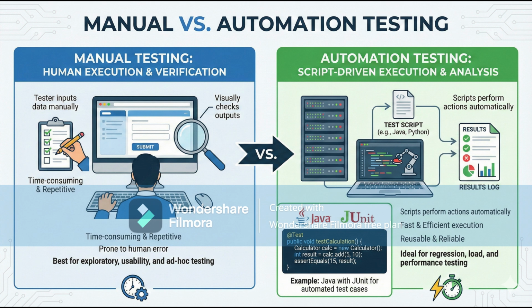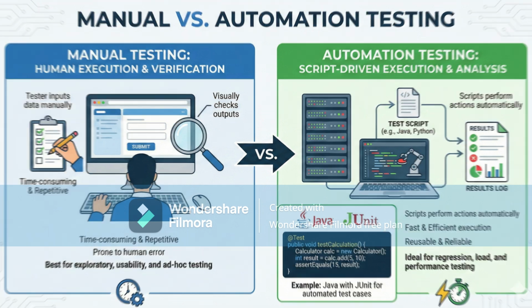The segment explains the importance of testing and introduces two main types: manual testing and automation testing. Manual testing involves checking things by hand after providing inputs, while automation testing uses scripts to perform tests automatically. An example of automation testing is using Java with JUnit to write a test case.